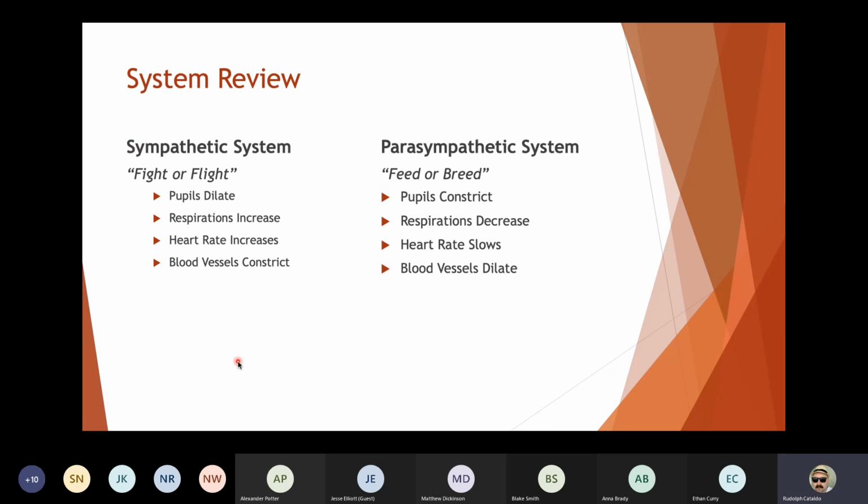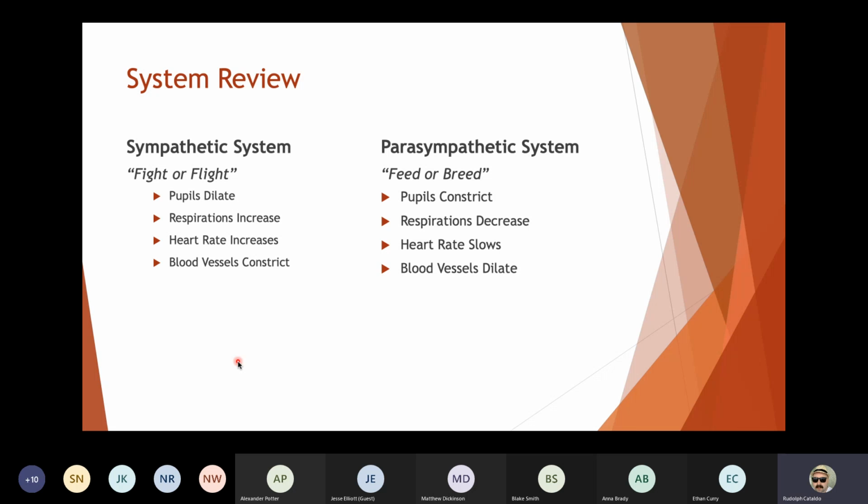This is the thing that people, again, get kind of confused on, is our different systems of the body. So our sympathetic system, our fight or flight, what happens there is our pupils dilate out, respirations increase, heart rate increases, blood vessels constrict, because as our blood vessels constrict, our heart rate ramps up. It's all kind of yin and yang.